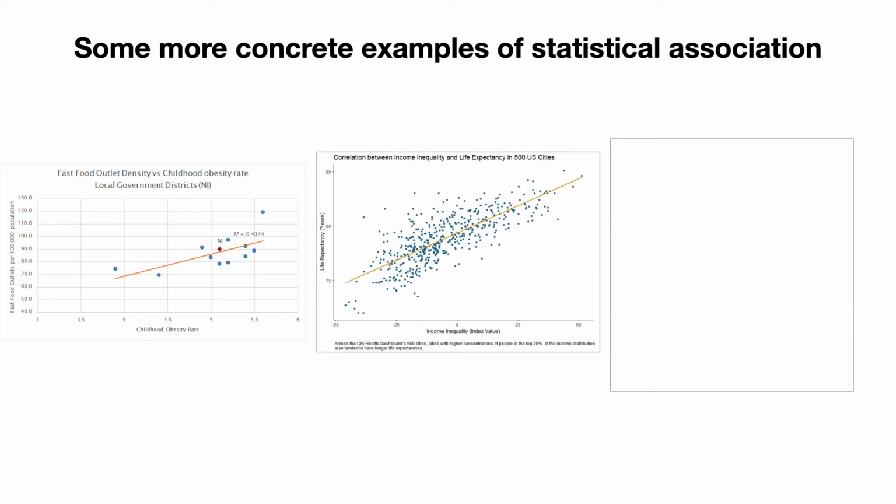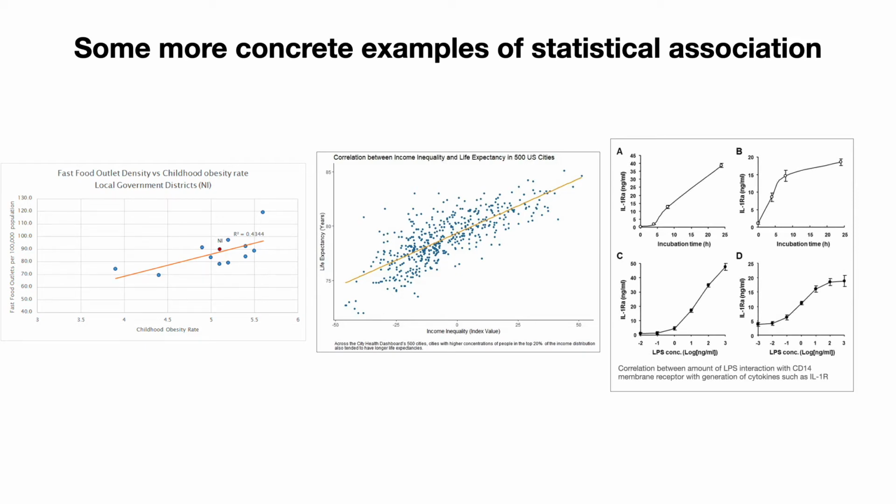This is another example of linear correlation, and here you see that income inequality is correlated with life expectancy. It's very clear to see here in this plot. I'm not sure if it's over the entire United States or a number of cities. I think it's around 500 cities in the United States. So it's quite representative of the effect of inequality.